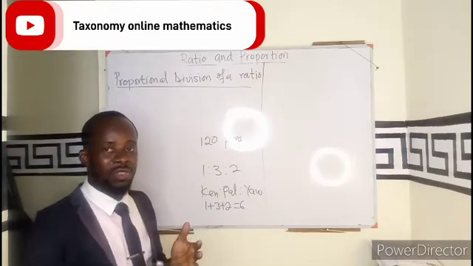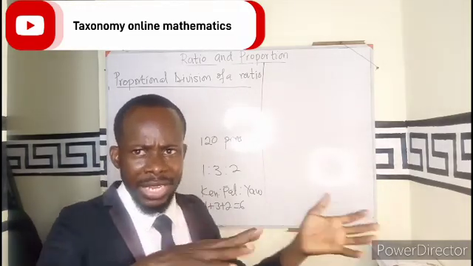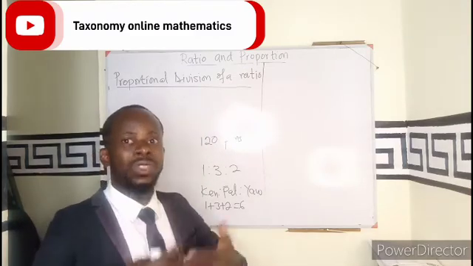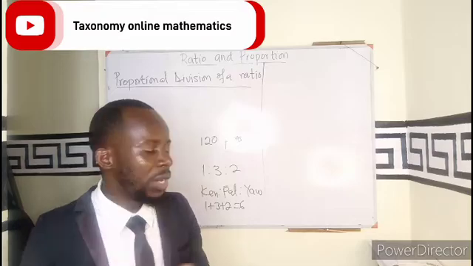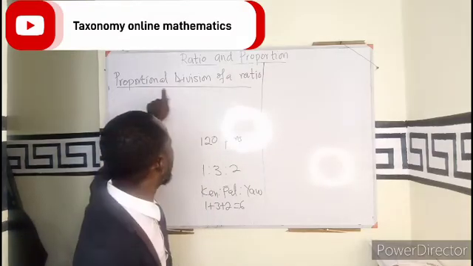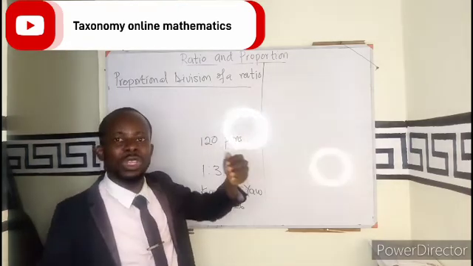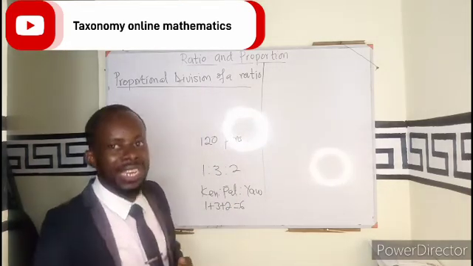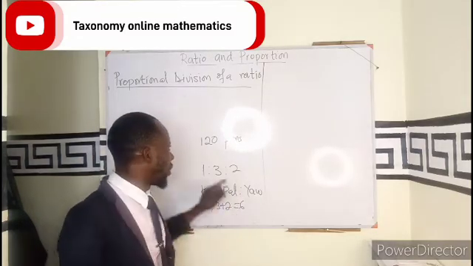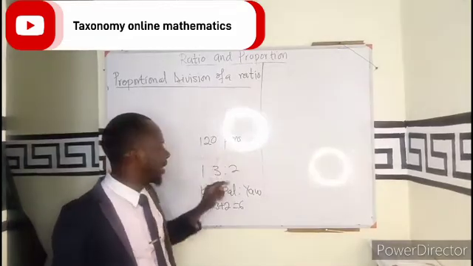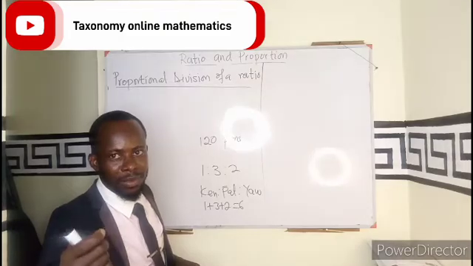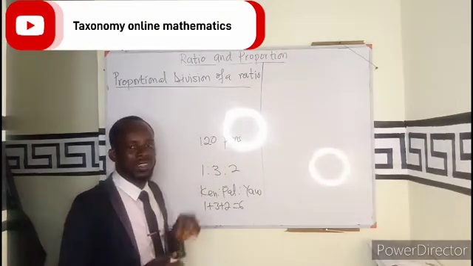First step, identify the shares. Then 2, find the total ratio. Then number 3, identify the quantity to be shared, the quantity to be divided proportionally. What quantity am I dividing? It could be money, it could be pens, it could be anything. So if it is 120 pence I'm dividing, 120 pence becomes the quantity I want to divide.